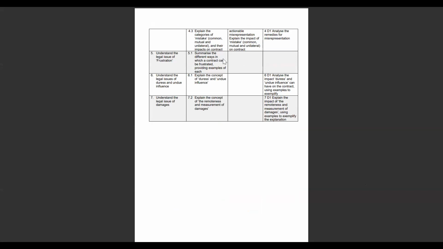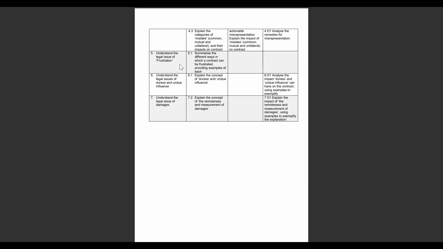To gain a distinction mark, we need to analyse the remedies for misrepresentation. We also need to explain the impact of mistake, common, mutual, and unilateral on a contract. For learning outcome 5, we need to understand the legal issue of frustration. And to gain the pass mark, we need to look at 5.1, which is to summarise the different ways in which a contract can be frustrated, providing examples of each.